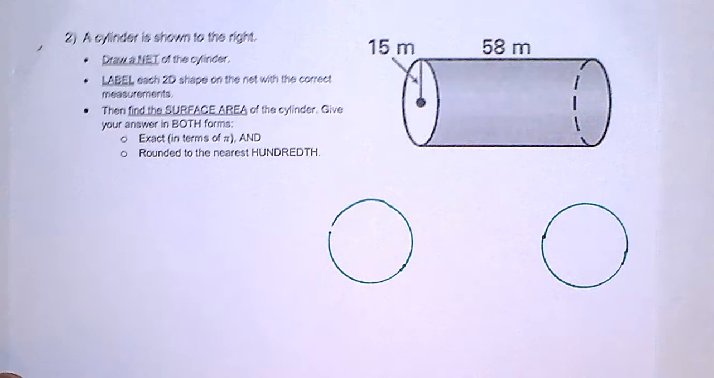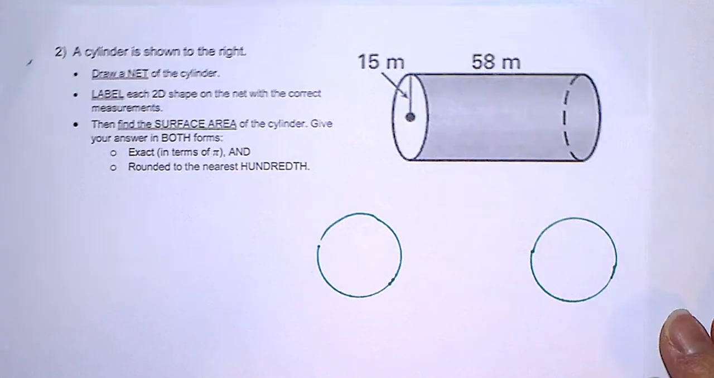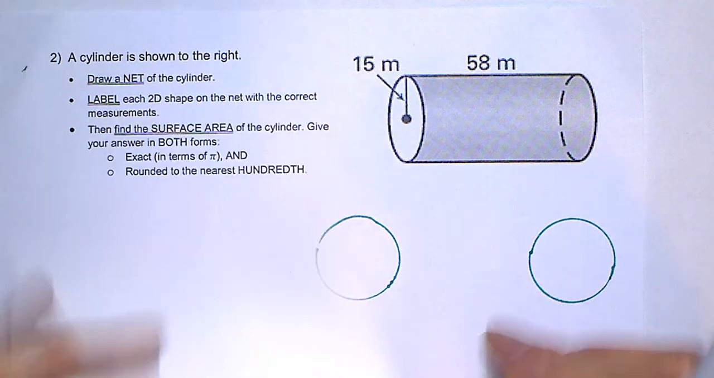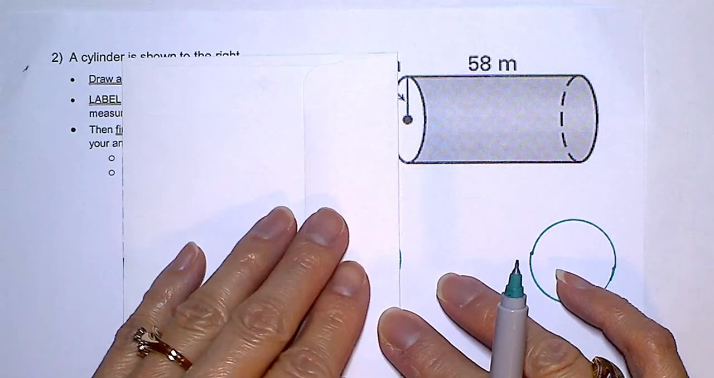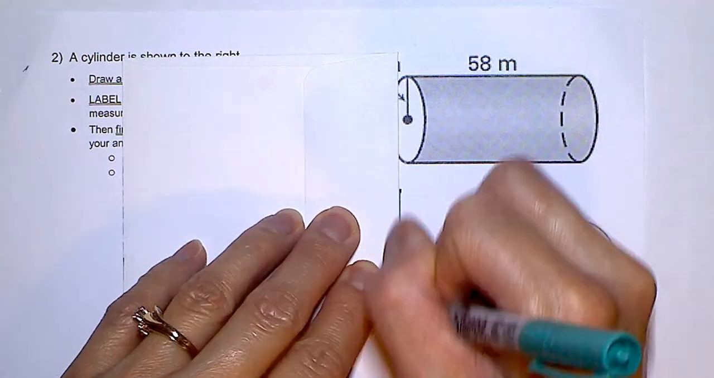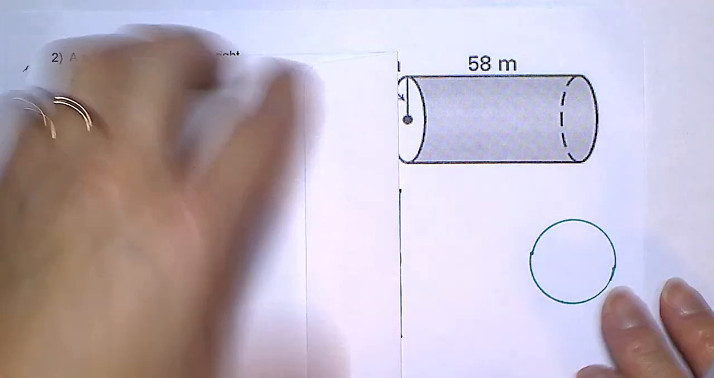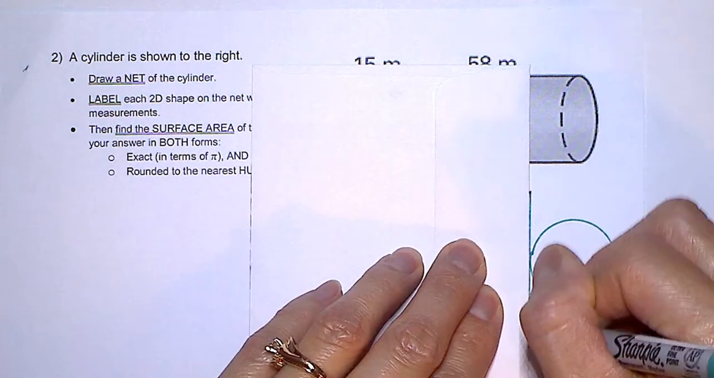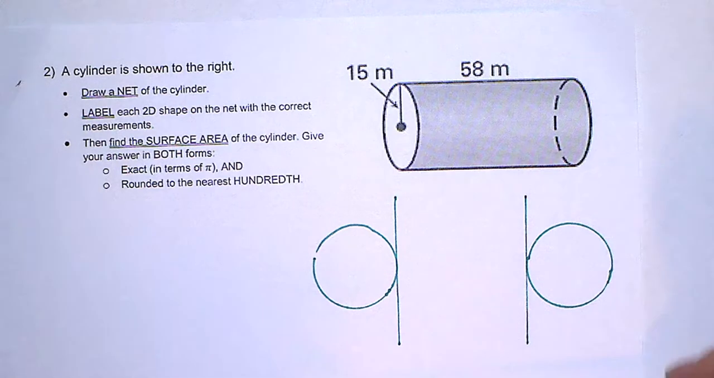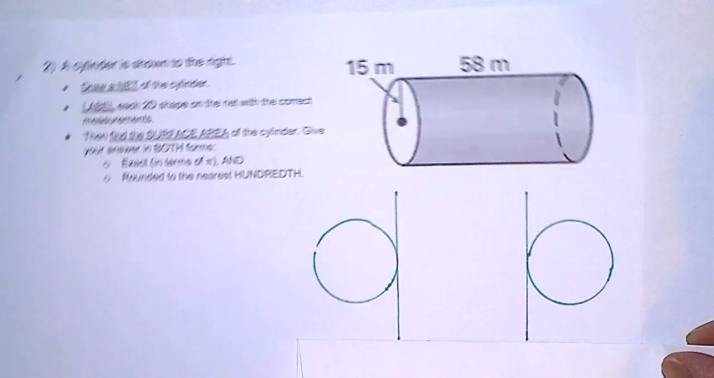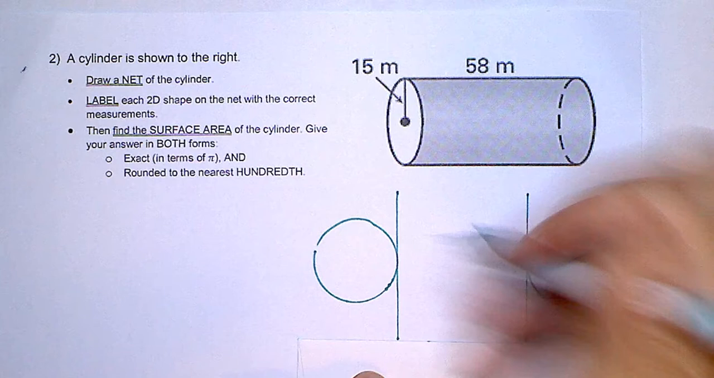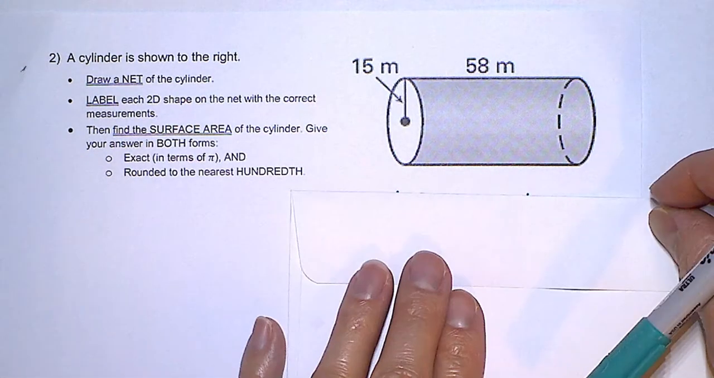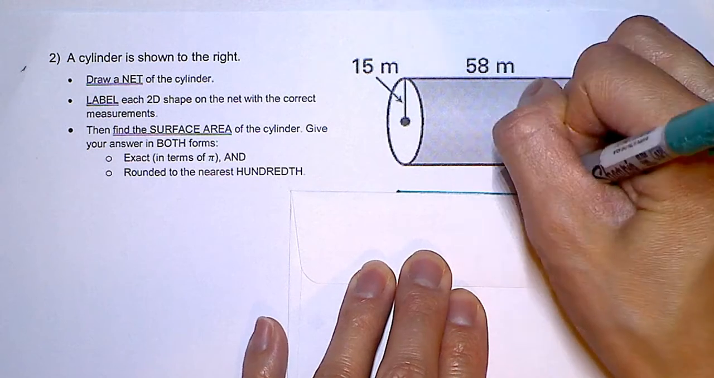And then I need to draw a rectangle in between. So I'm actually going to use this envelope because I couldn't find a ruler fast enough. And we're going to draw this rectangle connecting the two circles. If you need to, pause it and go grab a straight edge, a bookmark, your student ID card, your library card, anything that has a straight edge so that you can construct the net.